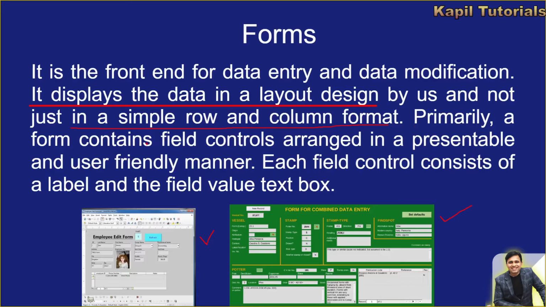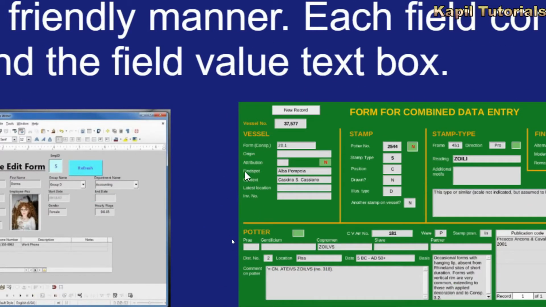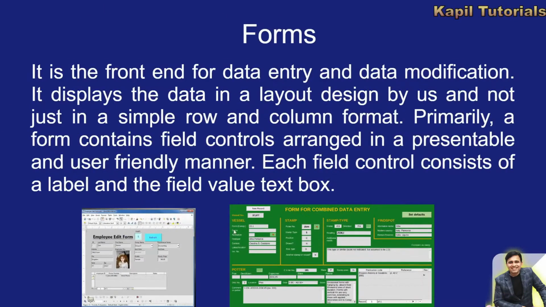Primarily, a form contains field controls arranged in a presentable and user-friendly manner. So in a form, we could find field controls which are already arranged in a presentable and user-friendly manner. That we'll be discussing when I'll be teaching you practical way. Each field control consists of a label and the field value. You could see here the labels are given, the names are given, and then we are entering the data in front.